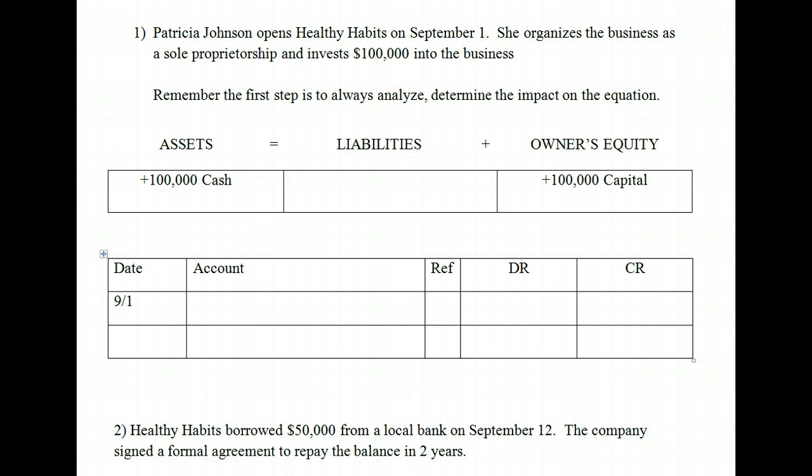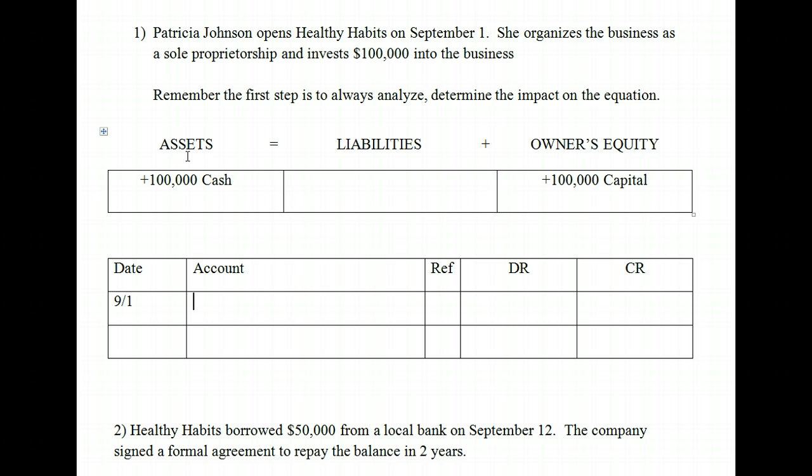Now, we've analyzed the transaction. We know the impact to our accounting equation. Let's put it in proper journal form. Let's debit and credit the accounts. Now, cash is going up. We say cash is an asset. Are assets increased with a debit or a credit?